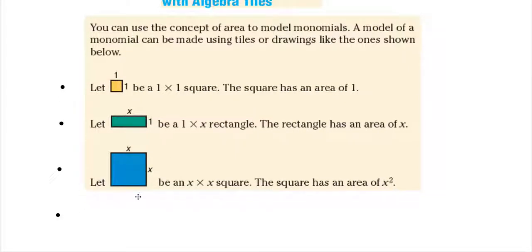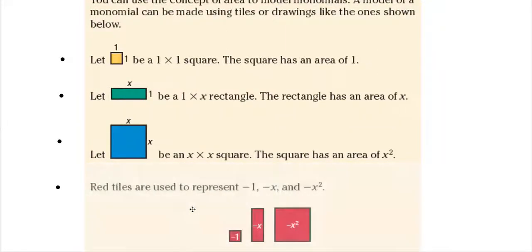And we get the opposites of these three models. The opposite of the unit tile is -1, the x tile becomes -x, and the x squared tile becomes -x squared. They're all colored red to indicate that they are negative tiles.